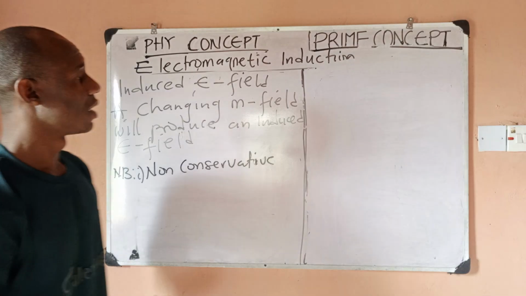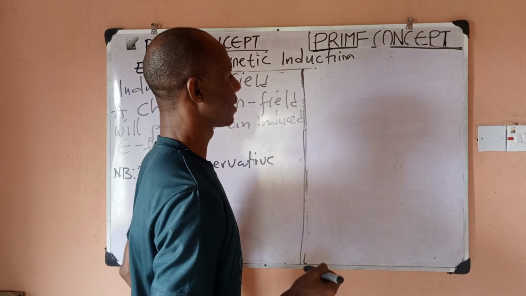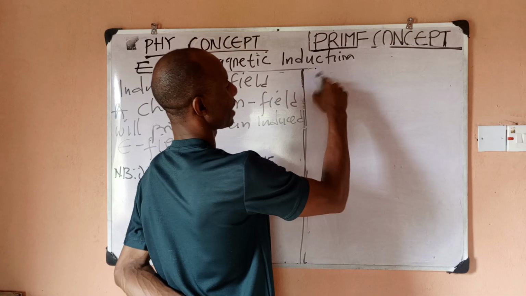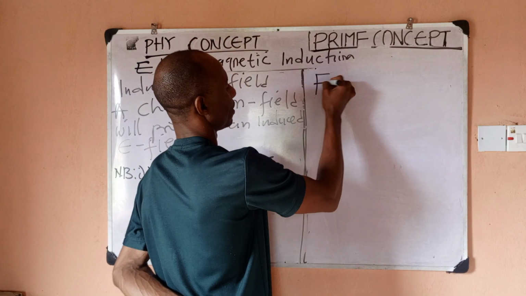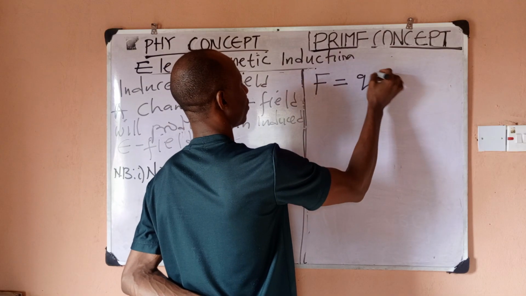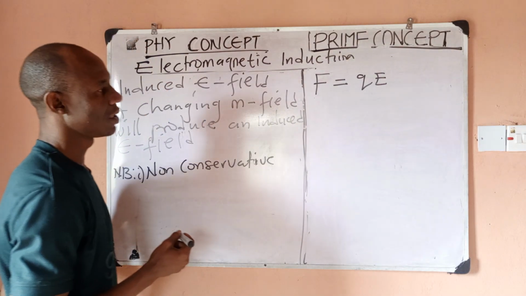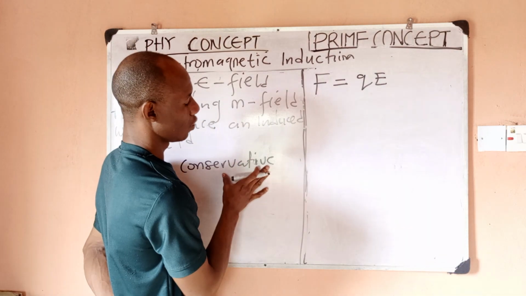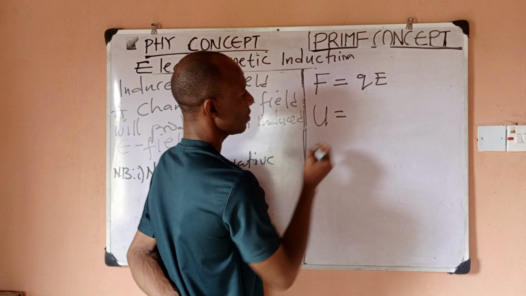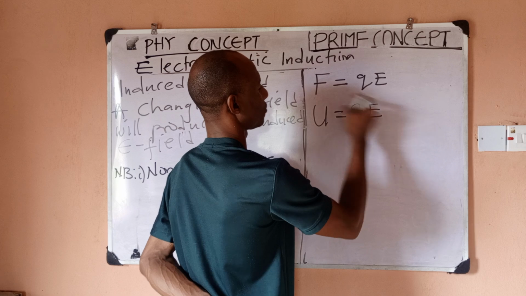Now quickly, let's look at the relationship for the induced electric field. You would recall that electric force F is QE, so the work done U is going to give rise to QE, that is force.